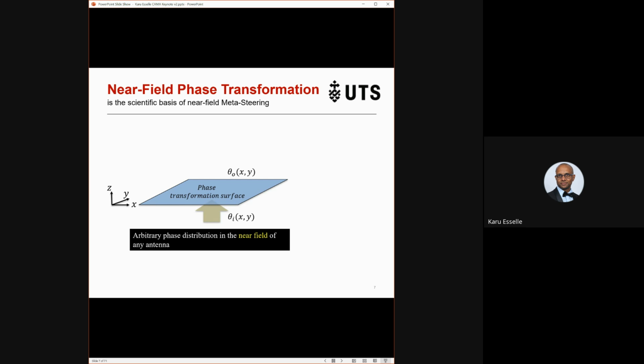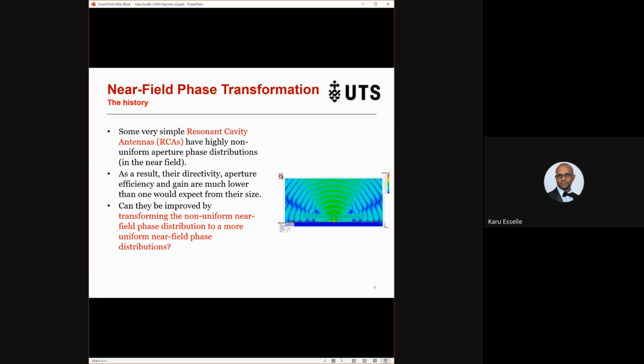Arbitrary phase distribution in the near field of any antenna, that's what we have now, is transformed to a more desirable phase distribution at the output of the phase transformation surface. The history of this is actually related to resonant cavity antennas. If you make a very simple resonant cavity antenna like this, one dielectric slab, a ground plane, and a feed, this is the phase animation.